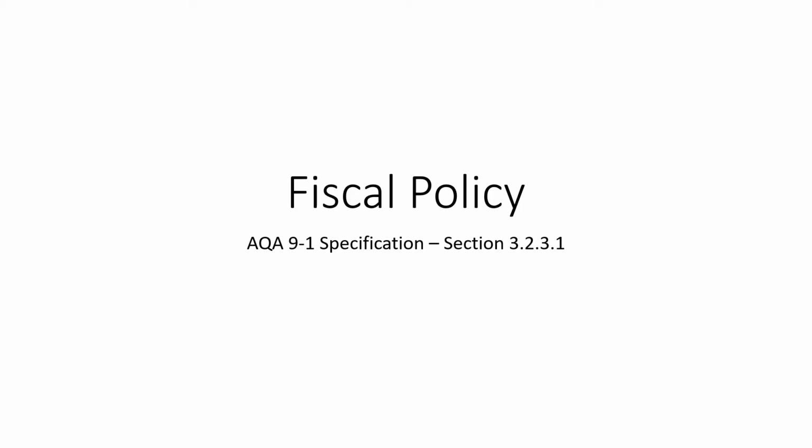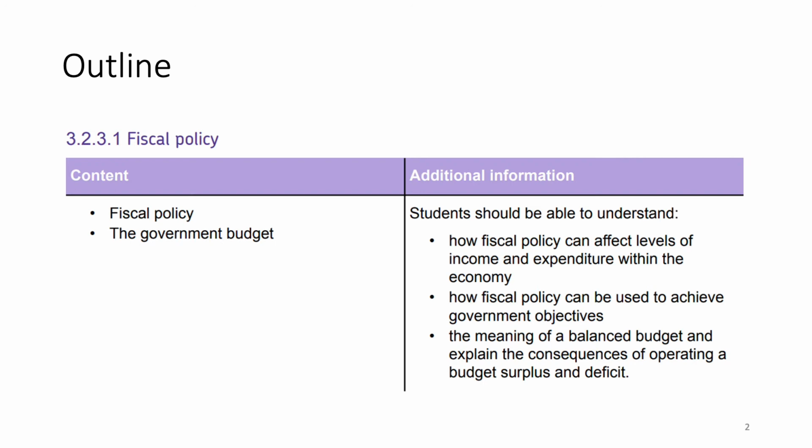In this video, we're going to be taking a look at fiscal policy. We'll start off by looking at how we can define fiscal policy, and then we'll see how it can be used to affect aggregate demand in the economy to then achieve government objectives. We'll then look at the meaning of a balanced budget and explain some of the consequences of operating a budget surplus and a budget deficit.